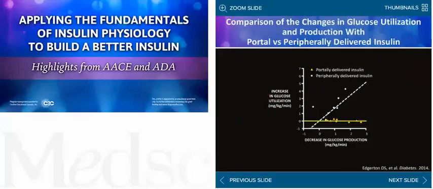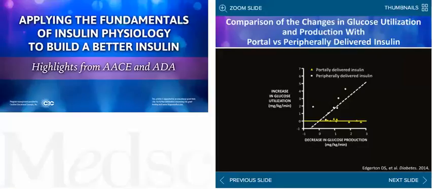So if you now look at some data where we did experiments, what we did was to infuse insulin at fairly low rates into the portal vein, or at the same rates into a peripheral vein. So looking at the route of insulin delivery. And the yellow dots, the yellow line, represent what happens if you infuse insulin portally.